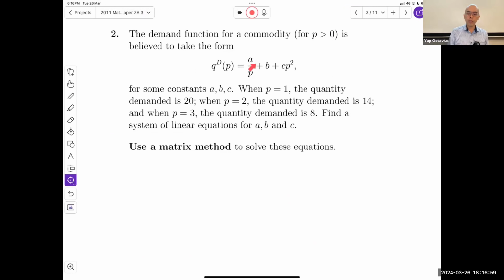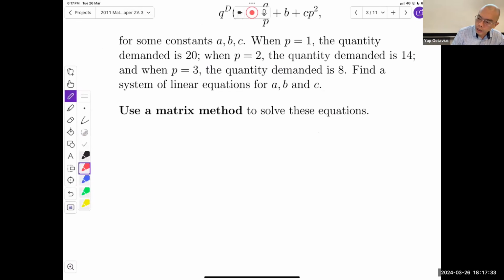Okay, so it says we have a demand function where you have all this. Then we have to form the system of equations. Second, we have to use a matrix method to solve the system. So you need to substitute when P equals 1, demand is 20, then P equals 2, demand is 14, P equals 3, demand is 8. So this one, I will just write down the system for you. Back home, you just go and simplify yourself.